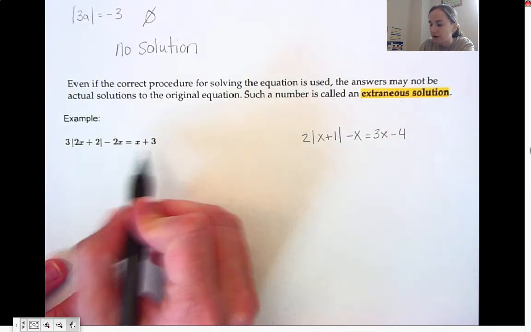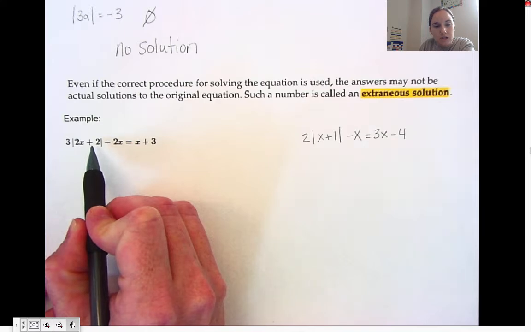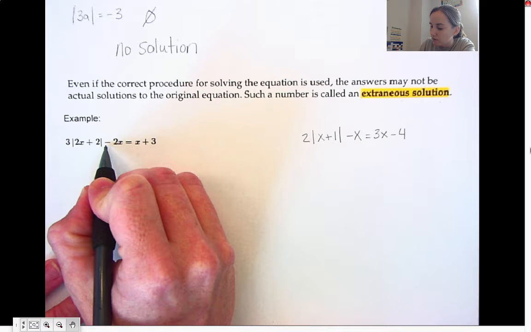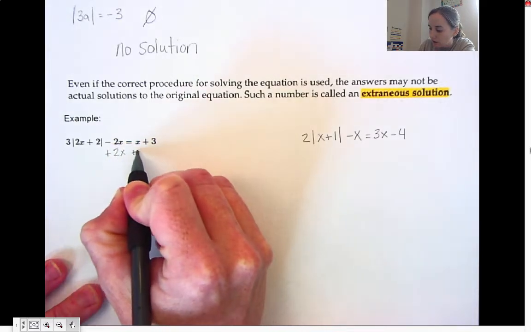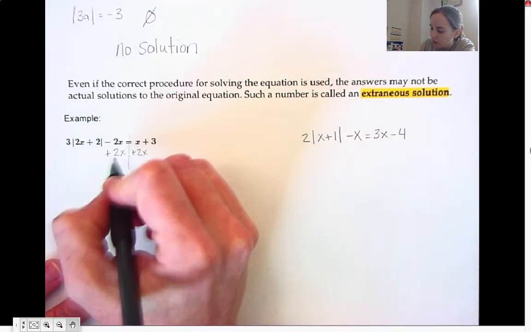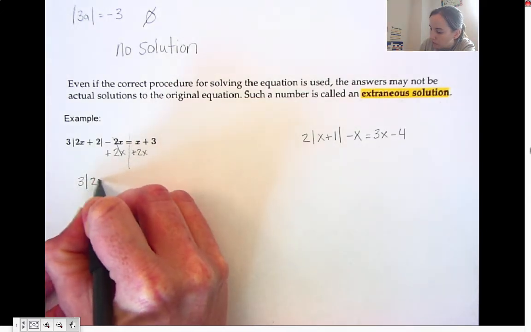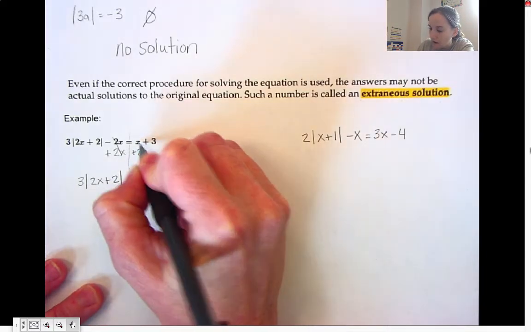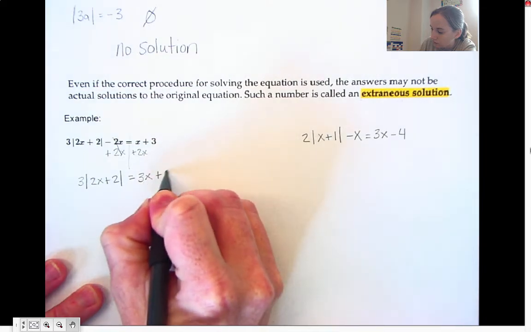In this example here, I need to get everything away from the absolute value. And remember, just like in solving equations, you have to do the order of operations backwards. So I need to get rid of -2x first. I'll add 2x, and I'll add it to the other side of the equal sign. So I'm going to add it over here. So I'm going to be left with 3 times the absolute value of 2x plus 2 equals, go ahead and combine these x values together, 3x plus 3.